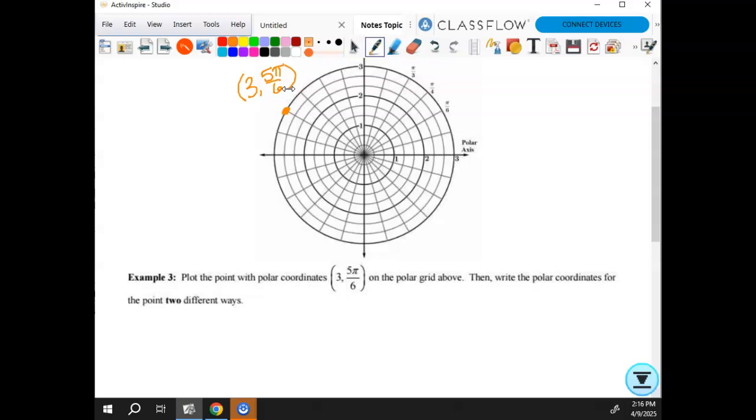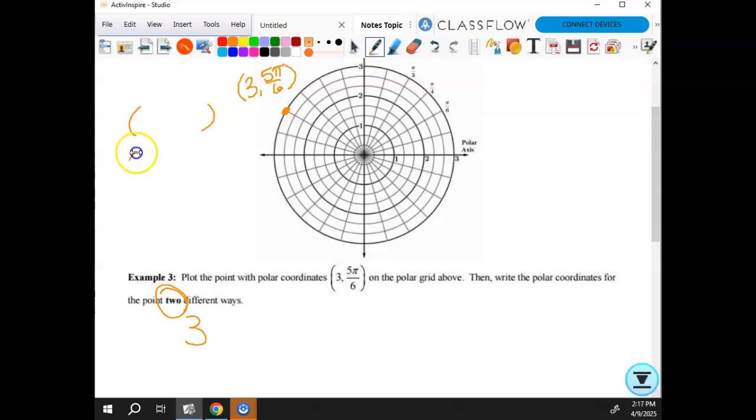Okay. All right. Then it says we're going to write the polar coordinates for the point in 2 different ways, but we're going to be a little extra. We're actually going to do 3. There are an infinite amount of ways, but there's what I consider 3 simple ways to do that. And so if you are asked for just 1 or 2, if you know 3, then you can decide which one makes the most sense to you is kind of what I think about.